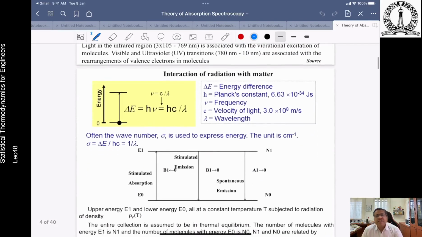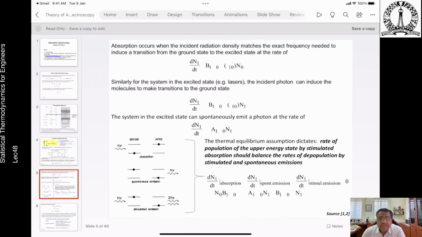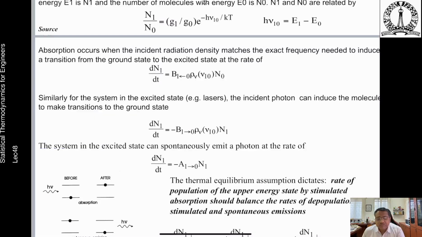We also have done the interaction of radiation with matter, which essentially translates to the energy difference between states and so on. We have already seen how the interaction of radiation happens with matter through the two-level diagram that you see over here, E1 and E0. So these parts are quite clear. And then we also did that when absorption of radiation occurs, the incident radiation density matches the exact frequency, and then we calculated the different rate constants based on that.